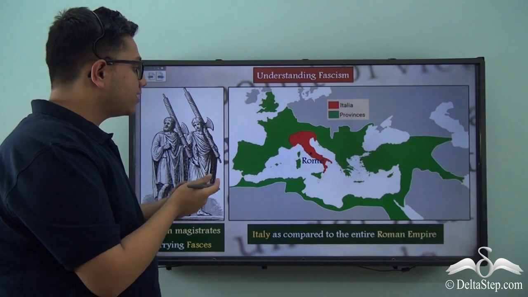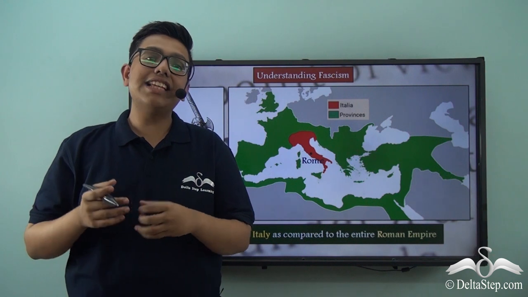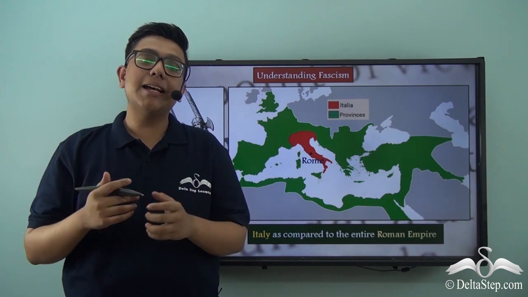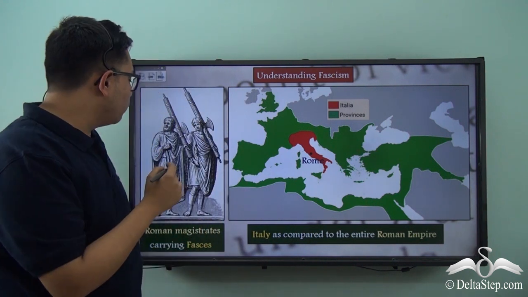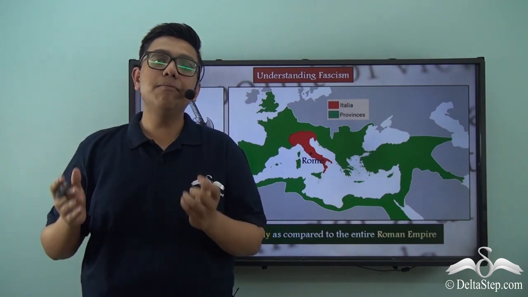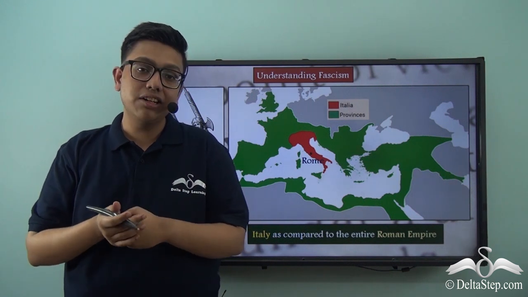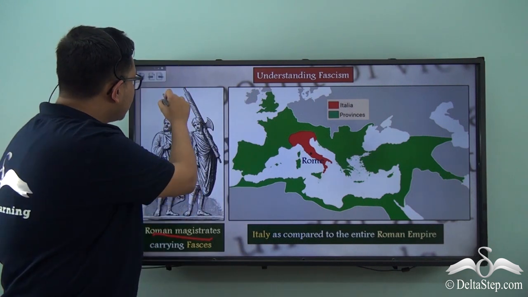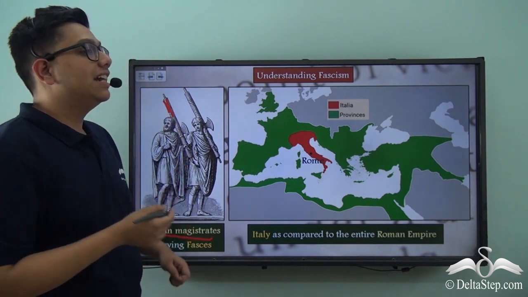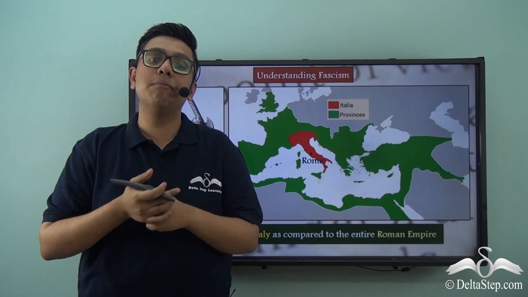So thus we now understand that this particular symbol of power, fasces, was actually denoting the concept of unity. So you see over here, Roman magistrates used to carry the symbol of power called the fasces. Now exactly how is it denoting unity? Well, these bundle of rods held together, they were showcasing the various provinces that the Roman Empire had.